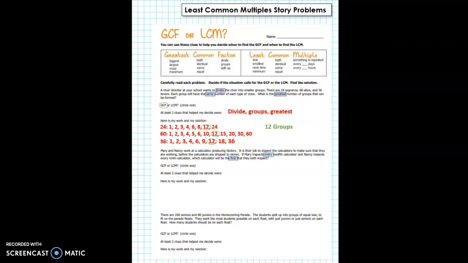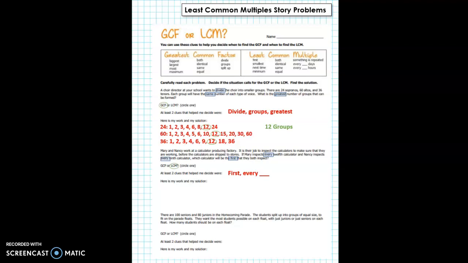There's also this every 12th calculator and every 9th calculator. It's an event that's repeating over and over. These clues tell me that this is a least common multiple problem. So my clue words for this are first and the every so many calculators.